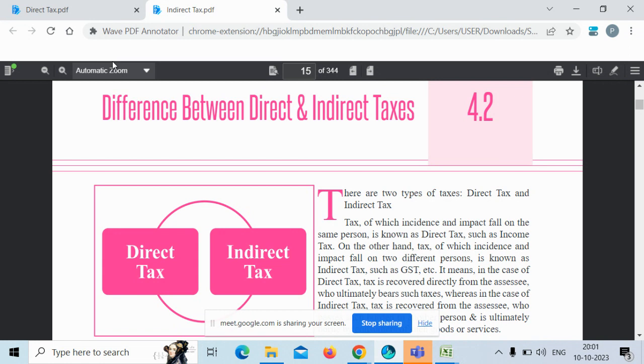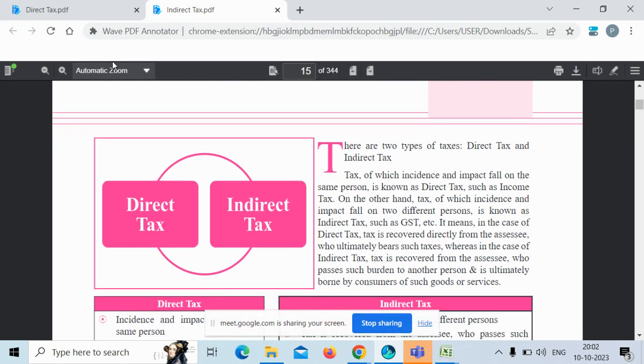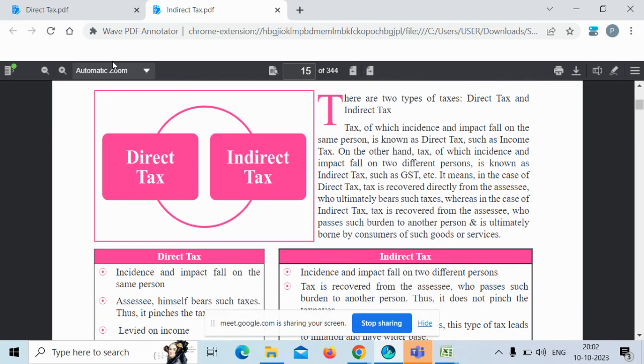The manufacturer made that biscuit and I have consumed it, so he paid tax and I paid the manufacturer. So two persons are involved, GST. It means in case of direct tax, tax is recovered directly from the assessee who ultimately bears such taxes, whereas in case of indirect tax, tax is recovered from the assessee who passes such burden to another person and is ultimately borne by the consumer of such goods or services.